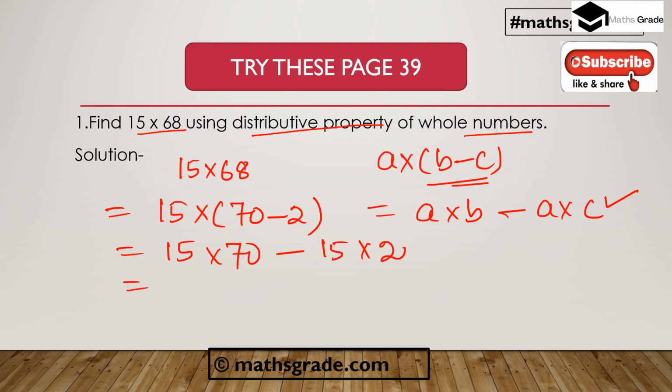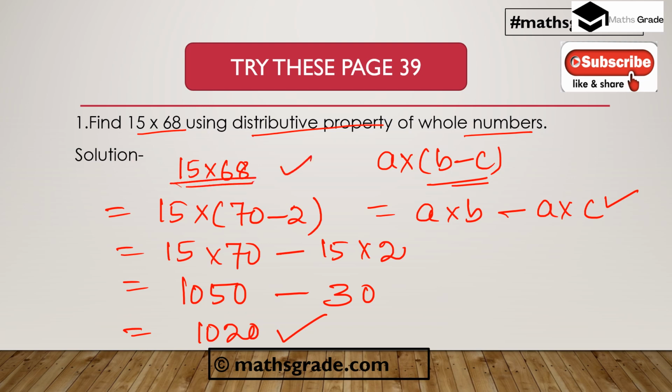15 multiplied by 70 is 15 times 7, which is 105, so 1050. Minus 15 times 2, which is 30. Now 1050 minus 30 is 1020. Now 1020 is the answer. So 15 multiplied with 68 is equal to 1020.